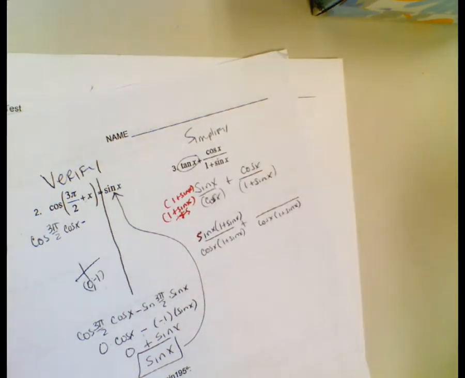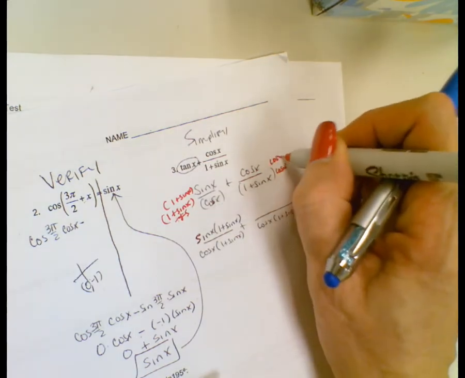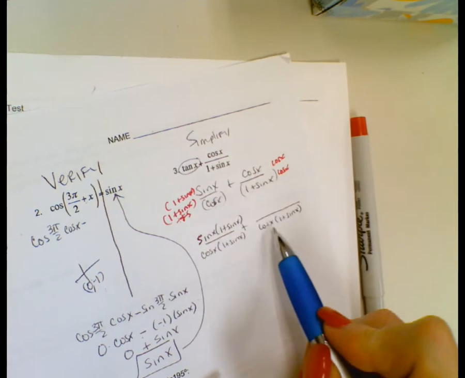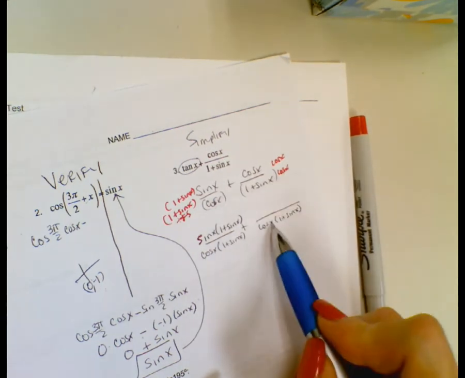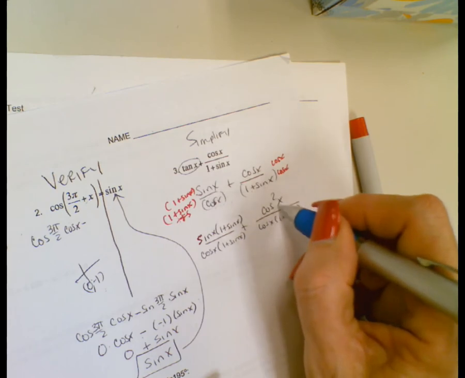And then in the second one, we're missing a cosine x. So we're going to multiply top and bottom by cosine x. Because we had this, but we want this. So we're missing a cosine x. But whatever you do to the bottom, you have to do to the top. And that becomes cosine squared x.